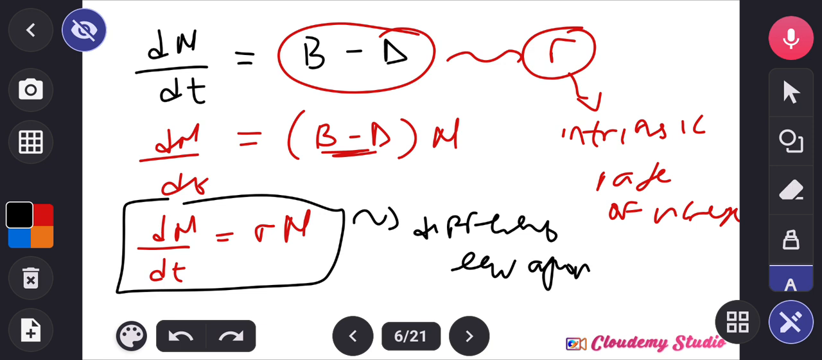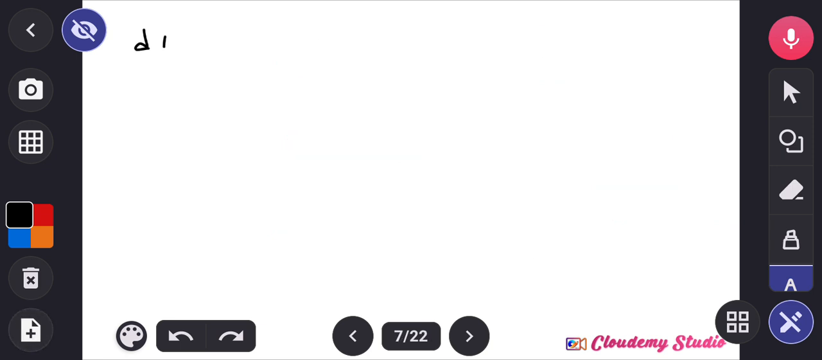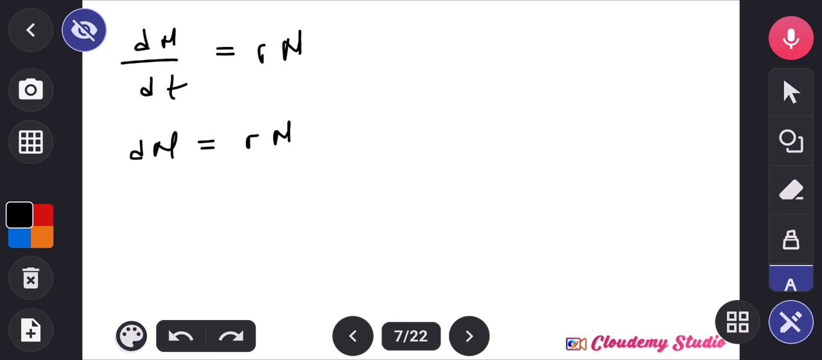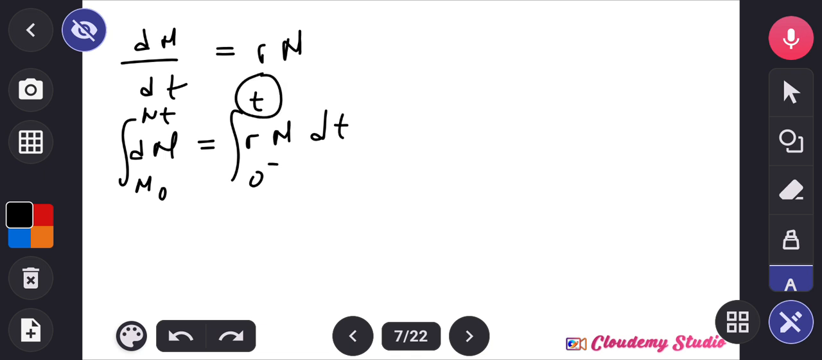What we have is dN/dt equals rN, right? Therefore, we can cross multiply, so dN equals rN dt. The next thing we can do is integrate both sides. N(t) will be our upper limit and N naught our lower limit, t will be our upper limit and 0 our lower limit. That is integration at time t and at time 0. Now, after integrating, we are going to be having what?